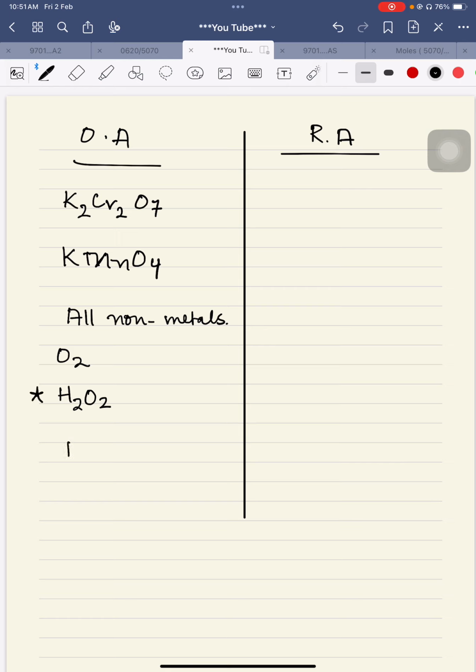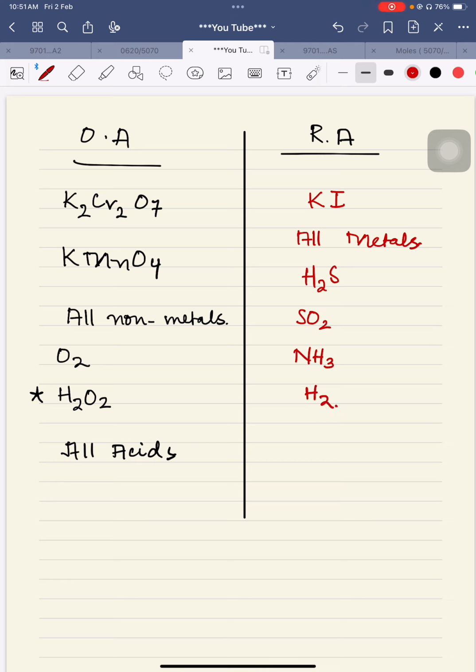I'm making a star with it. And there is another example, that is all acids are behaving as an oxidizing agent. If we are talking about reducing agents, we can say potassium iodide, KI, is a reducing agent. We can say all metals are reducing agents as well. H2S, called hydrogen sulfide, sulfur dioxide, SO2, ammonia, NH3, hydrogen gas as well.